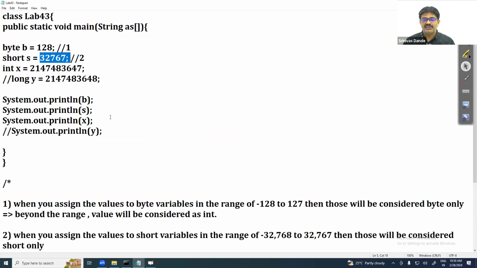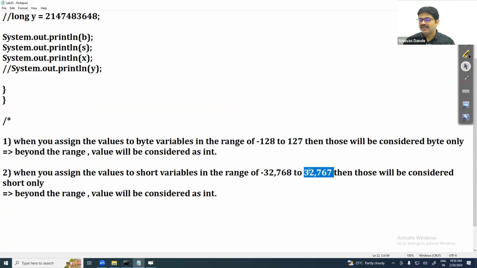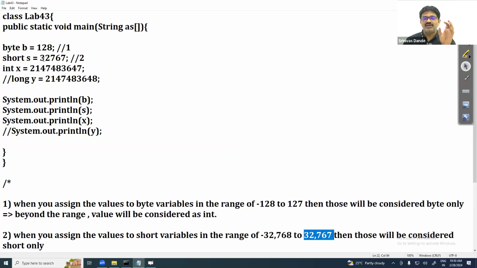So if we give 32,767, that is in the short range, so that will be considered as a short. It will assign, because it is in the range. So a short literal, a short value, can be assigned to a short variable. No incompatibility. These are compatible.